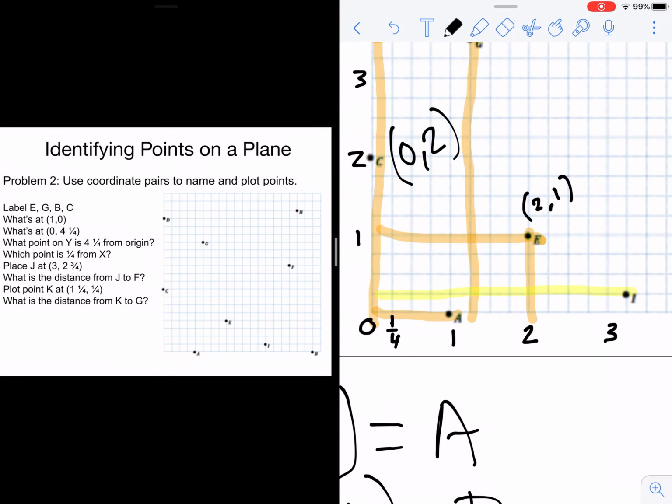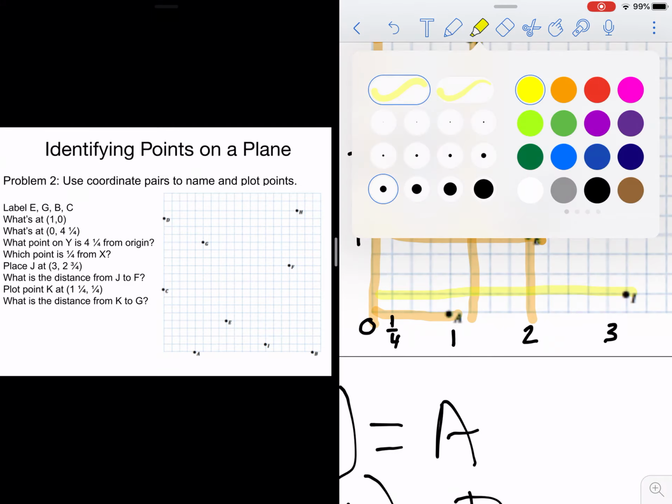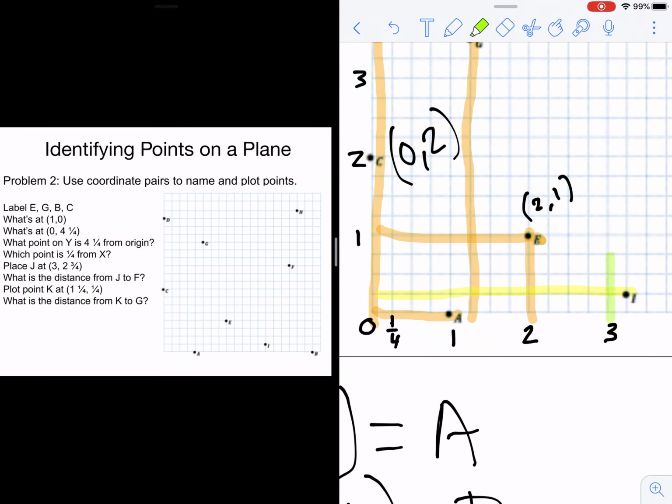Okay. I got over 3 and up. I like using my highlighter. So over 3 and then up 2 3/4 right there. So this point, we're going to call it J. We went all the way over to 3, and then we went up 2 3/4.